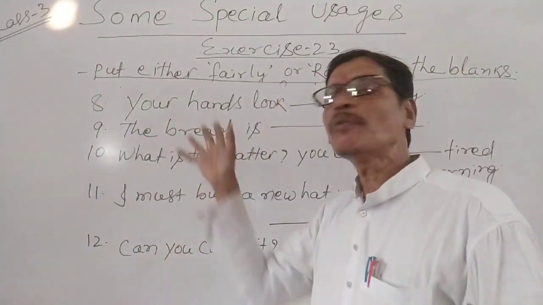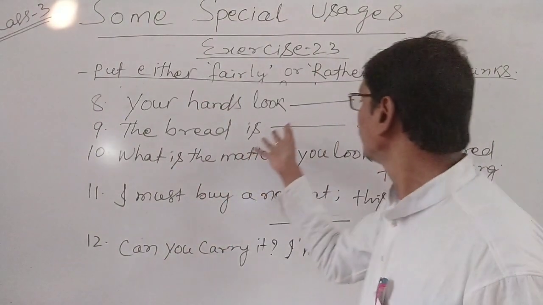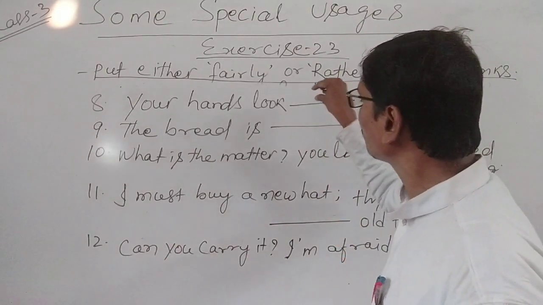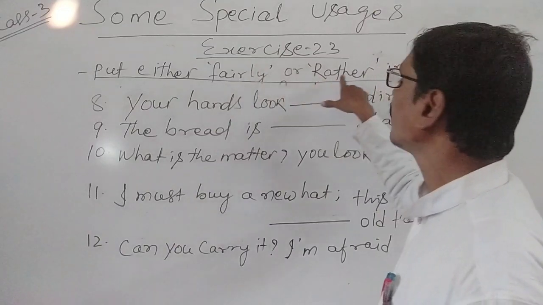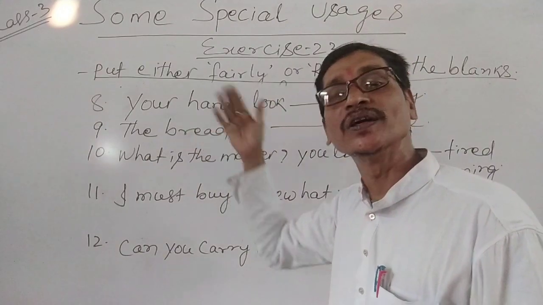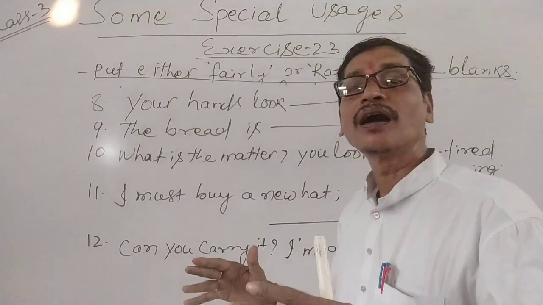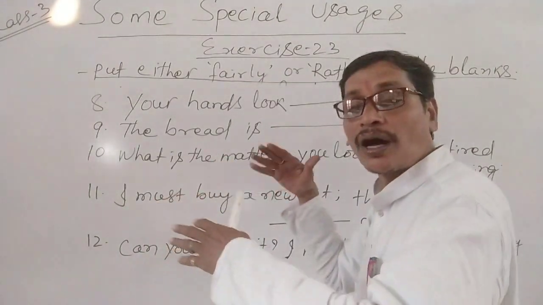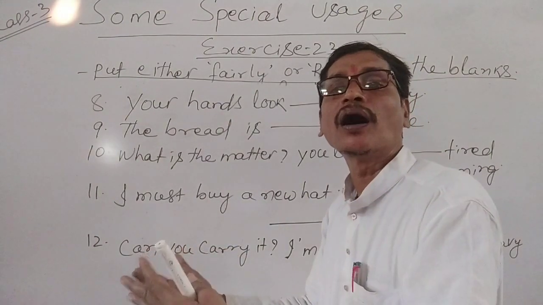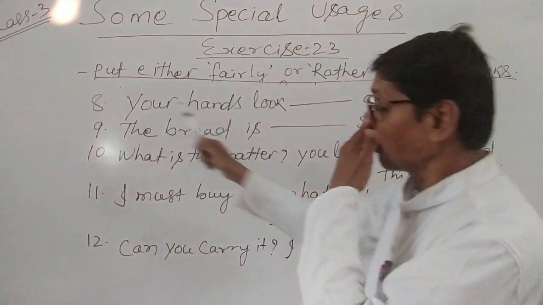Now here some other such statements of exercise 23 are given which have blank spaces and we have to fill in them using either fairly or rather in accordance to the rules, the instructions we understood about pleasant or positive on one hand, on the other hand unpleasant or negative. Similarly, approval or disapproval of our views.